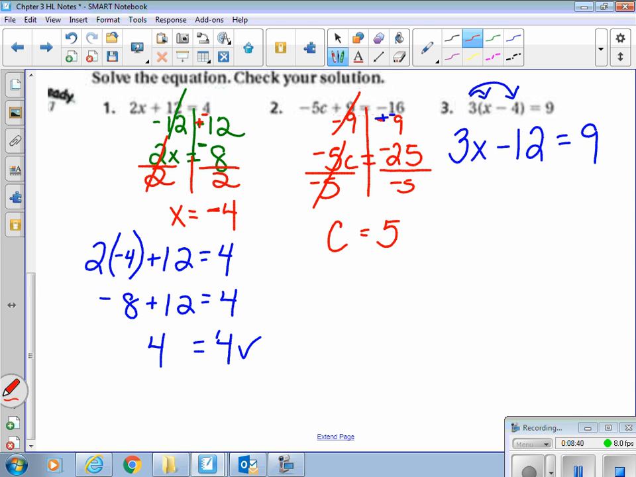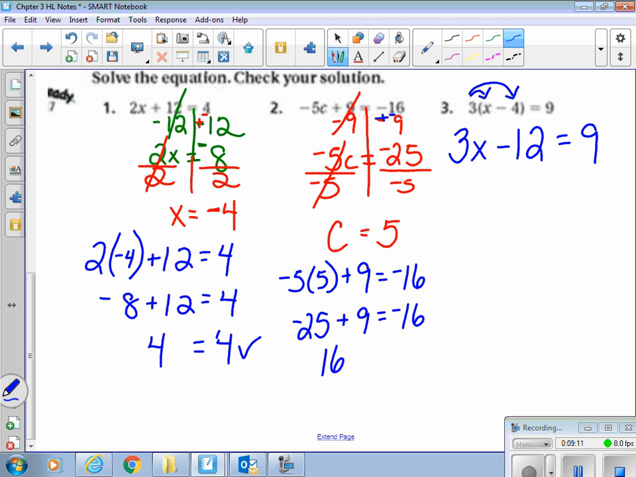You're then going to substitute that value back in to check. Your equation now states negative 5 times positive 5, which I just substituted in for c, plus 9 should equal negative 16. We're going to multiply first. Negative 5 times positive 5 leaves me with a negative 25. Plus 9 should be equal to negative 16. Integer rules state that when you are adding numbers with different signs, you find the difference. So 25 minus 9 would leave me with 16. We're going to take the sign of the higher absolute value, which would be that negative 25. I end up with negative 16 on both sides of my equal sign, making my answer true.